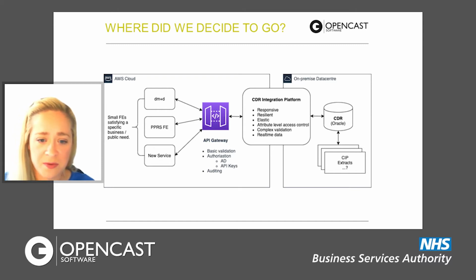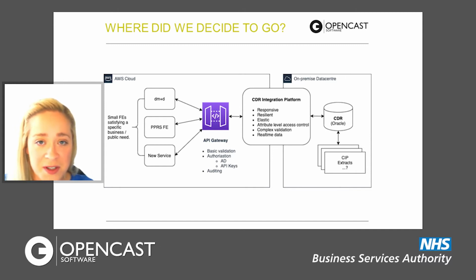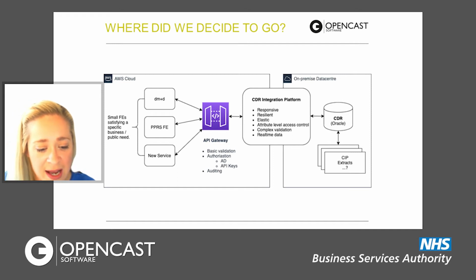So we wanted it to be responsive, so it had to be able to give you results back in a timely manner. We wanted it to be resilient, so if it went down, it didn't mean that people like GPs didn't have access to that data and wouldn't be able to prescribe the latest drugs on the NHS drug tariff. We wanted it to be elastic, so it had to be highly scalable, because the traffic going to this data source was highly elastic. There were lots of peaks and lots of troughs to it, and it had to be able to deal with that.